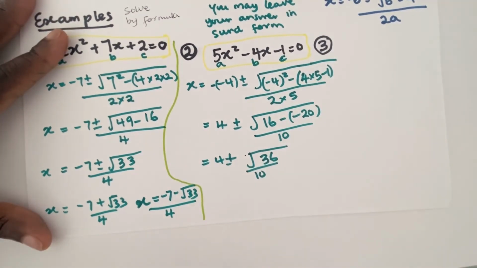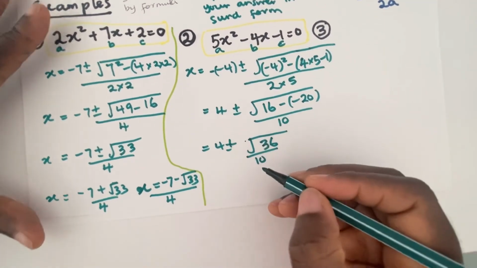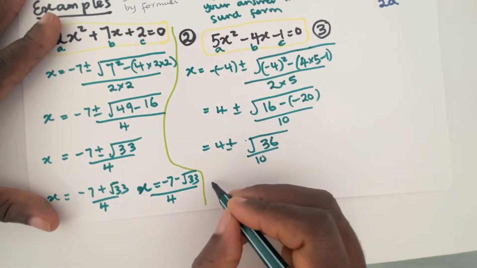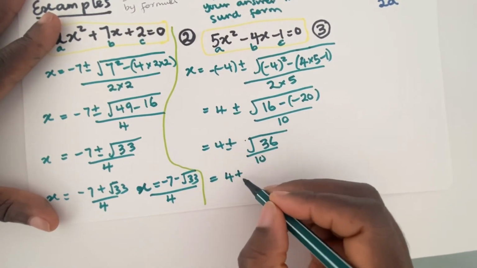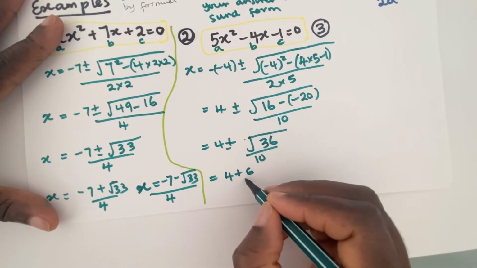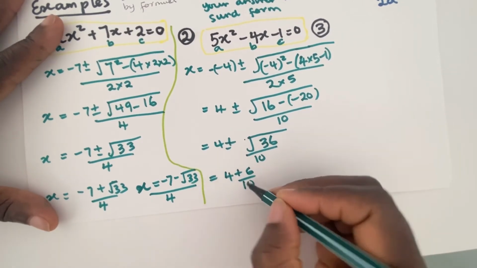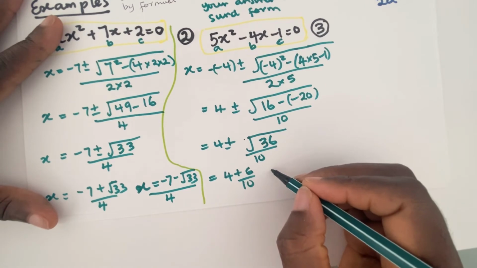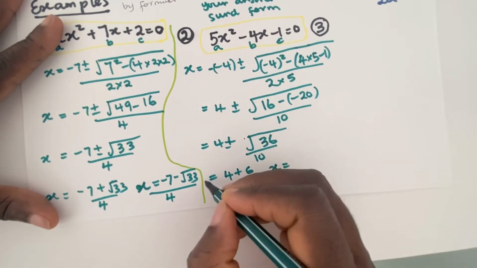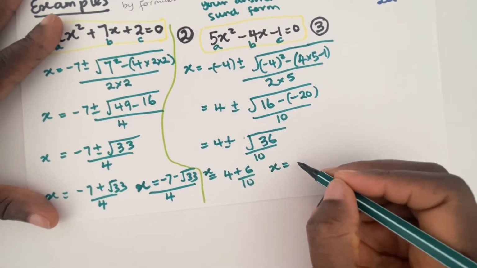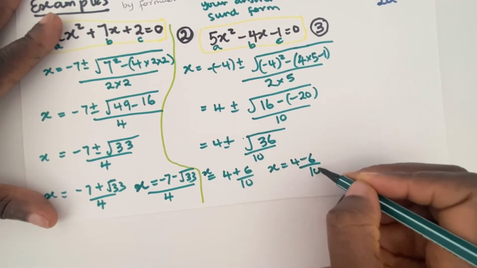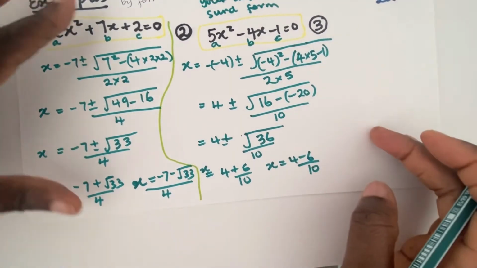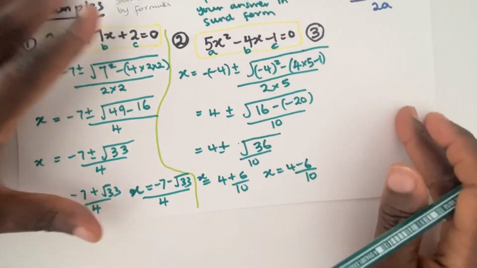And this one, actually, 36 has a root, so x would be equal to 4 plus 6 over 10, or x would be equal to 4 minus 6 over 10. And you can finish that off, okay?